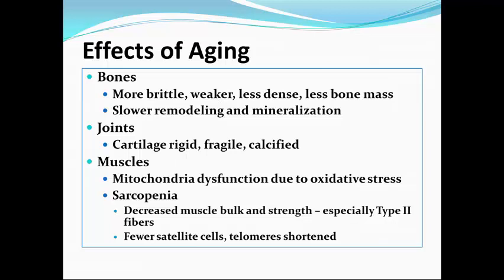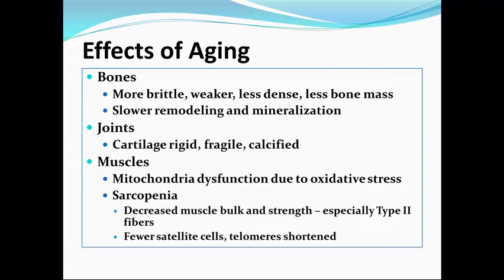In the joints, we talked about the changes in the cartilage, becoming more likely to break down, more fragile, and may even calcify. Remember those proteoglycans? As we get older, we produce fewer proteoglycans. So what happens in the muscles?